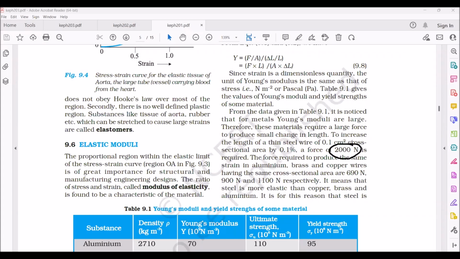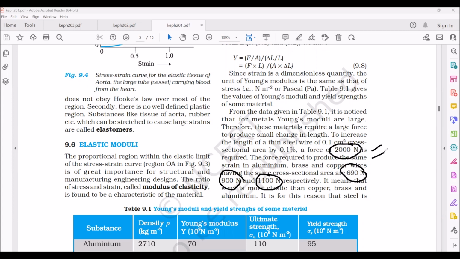In order to increase the length by 0.1%, we have to apply 2000 newtons force for steel. For aluminum, to increase the length 0.1%, we have to apply only 690 newtons. Whereas for the brass, 900 newtons, and for the copper, 1100 newtons required. So in all these four materials, you can observe, in order to increase the length of a steel material by 0.1%, we have to apply 2000 newtons force.